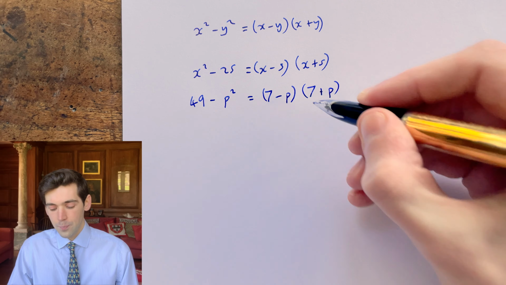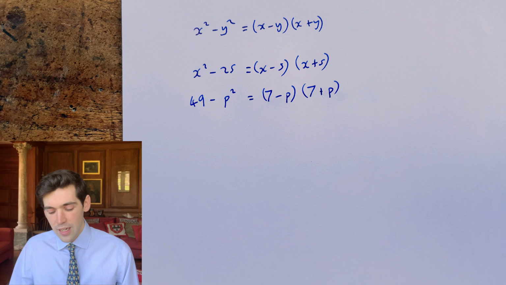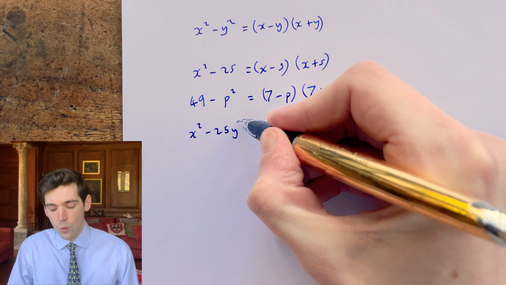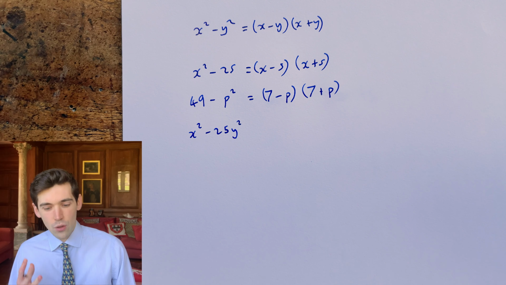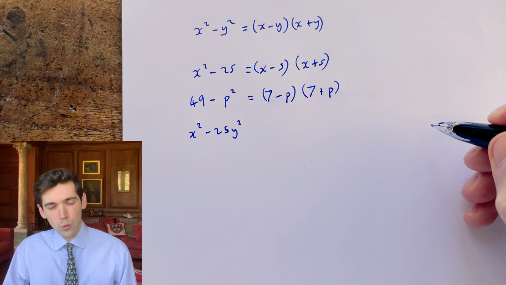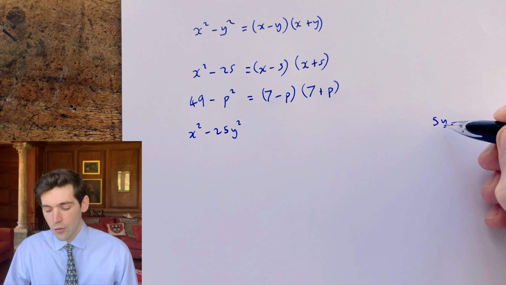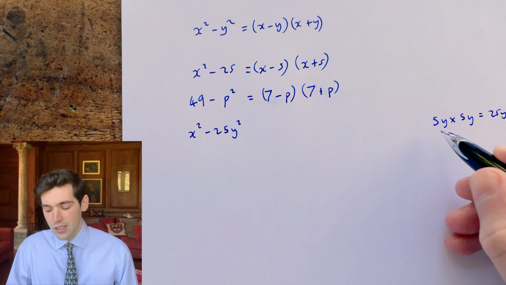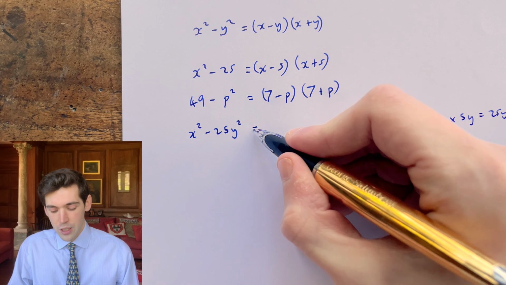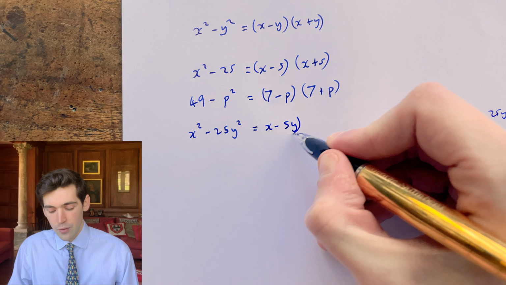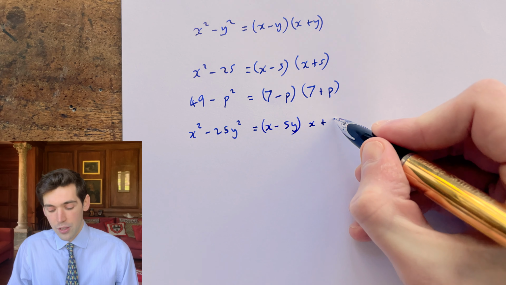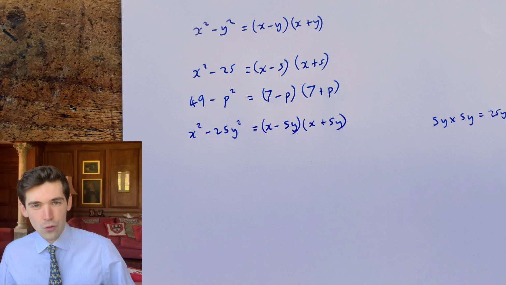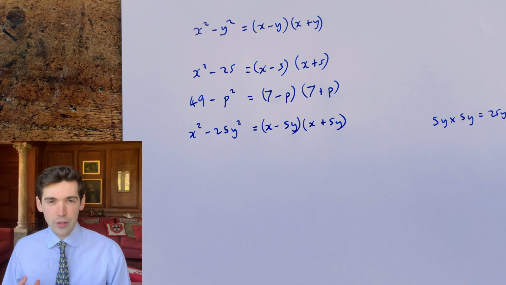Okay, now one that's slightly harder might be something like x squared minus 25y squared. And here you have to recognize that 25y squared is actually 5y times 5y. So this itself is a squared term. And so this becomes (x minus 5y)(x plus 5y). Okay, now that's difference of two squares. That's one of the major factorizations you need to know.